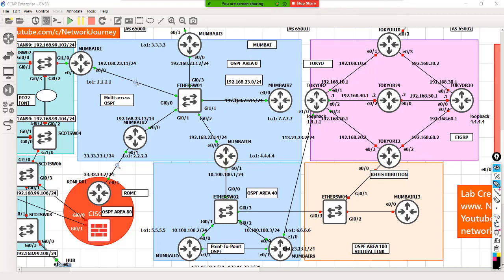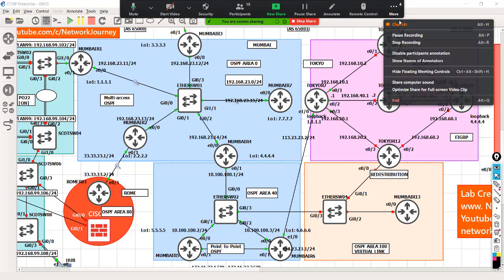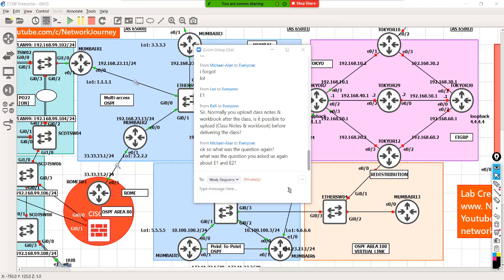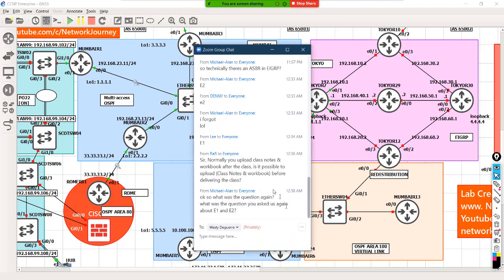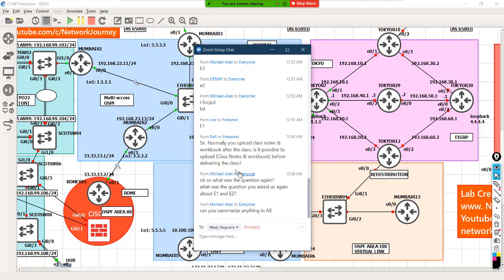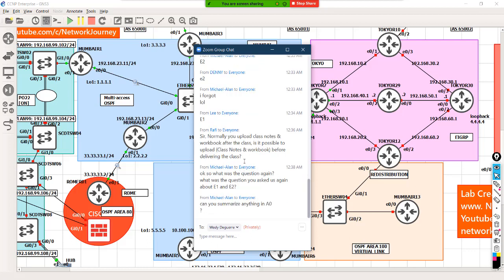Okay, fine. So let me see the chat window, and we will wind up. I would prefer doing it after the class, because till the beginning of the class I was preparing the notes and workbook, so I don't think I can upload it before the class.